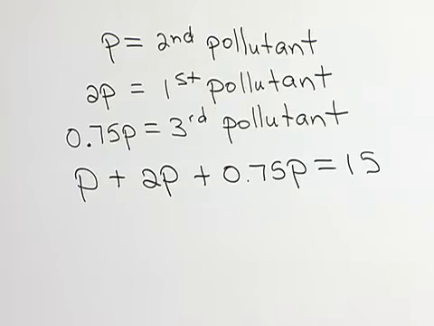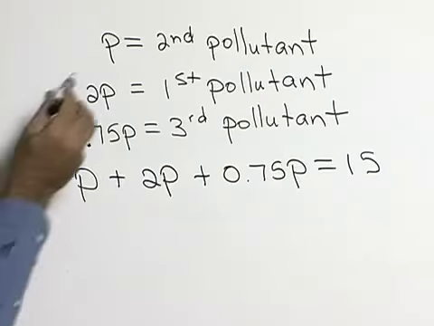Well, if you look at the third sentence, it says the amount of the first pollutant was double the second. So let's let P equal the second pollutant. It says the first pollutant was double that, so 2P will be the first pollutant. And then the next sentence says the amount of the third pollutant was 75% of the second. So we'll say 0.75, or 75 hundredths P, is the third pollutant.